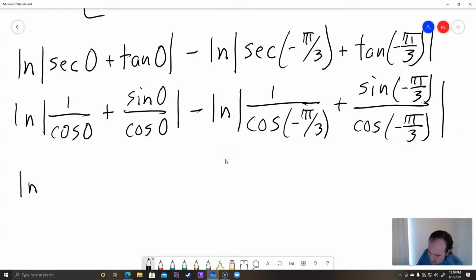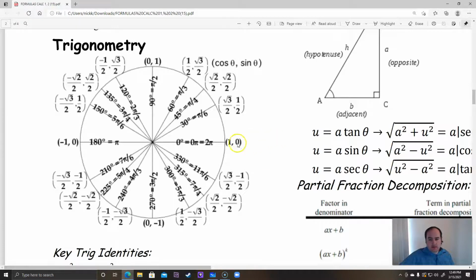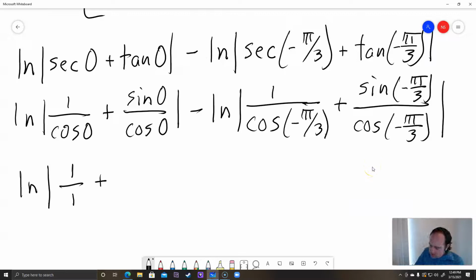So we have natural log of absolute value of 1 over 1 plus, well, what is sine of 0? Sine of 0 is actually 0. So that's the y-coordinate here. Okay? So we're going to have plus 0 over 1.